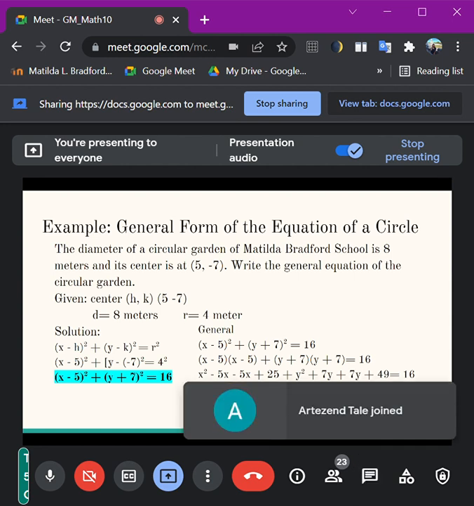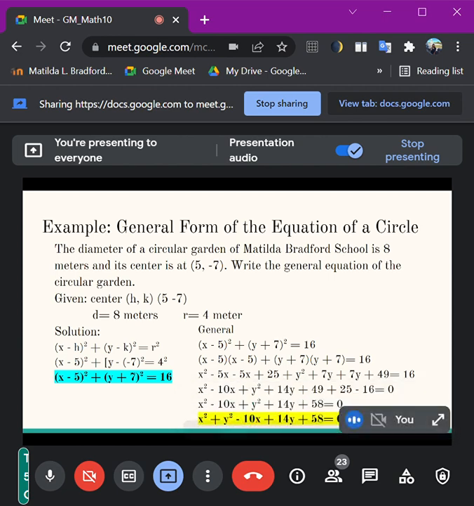This will appear in your third periodical exam. This would be the last part of your third periodical exam. Okay? So just a reminder for those students who have missing requirements.